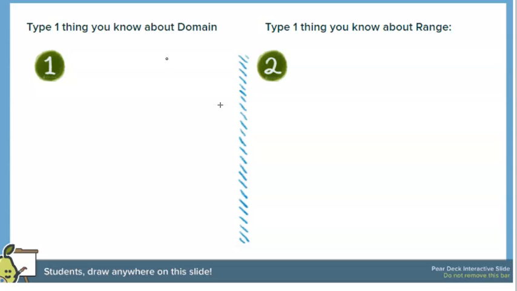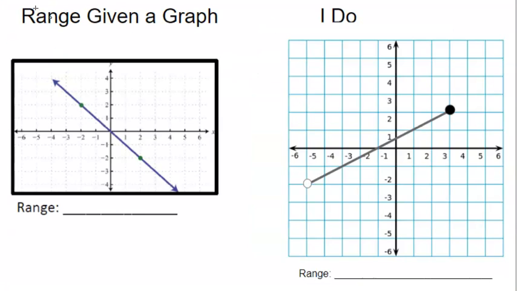Type one thing you know about domain on this side, and type one thing you know about range on the other side. Range given a graph. I'll do this one. The range of this linear graph right here is all real numbers. You could write that like this. You could write it with words.